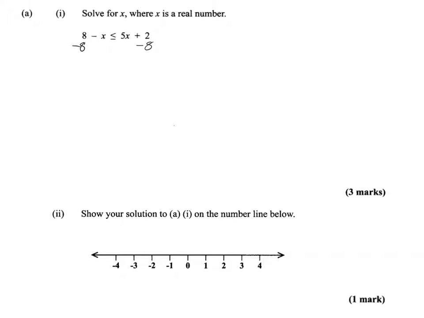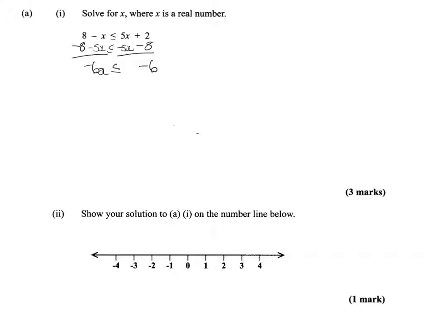We have our plus 5x on the right that we do not want, so we will minus 5x from the right. If we minus 5x on the right, we also minus 5x from the left. Or you can use any method and carry it across if you want. 8 take away 8 is 0, minus x minus 5x is minus 6x. It's less than or equal to 2 minus 8, which is minus 6. Any method you use there is fine. You can carry it across.